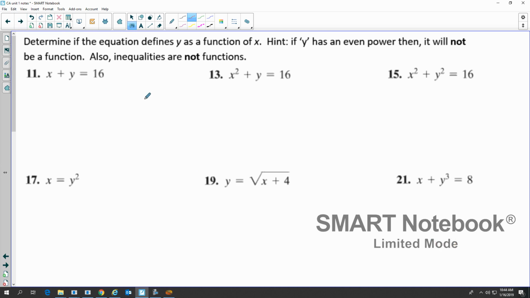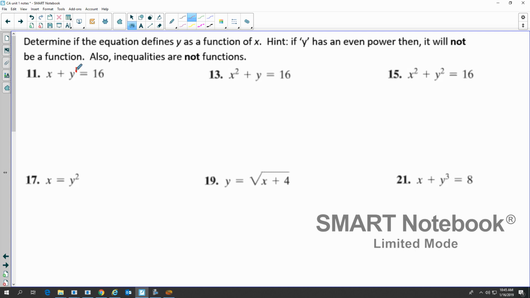Okay, so now this part's a little bit harder. It's determining whether you've got a function by just looking at an equation. So I kind of give you a hint on here to figure it out pretty quickly, and that's basically if y has an even power, then it will not be a function. So you just really have to look at the exponent of y. Also, just note inequalities are not functions. I don't have any of those here listed, but I've seen them in other books where they might pose that question like, hey, is this a function? And so inequalities are not functions either. But anyways, all you're going to have to really focus on is the exponent of y.